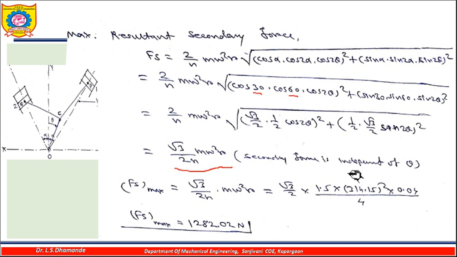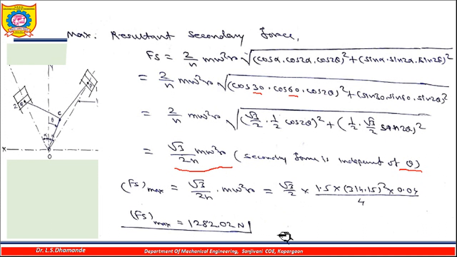Now why is it independent of theta? Because if you take this particular constant outside, root 3 by 2, root 3 by 2, 1 by 2, 1 by 2, it will become sine square theta plus cos square theta. Sine square theta plus cos square theta is equal to 1. So automatically theta gets cancelled out from this equation, and therefore you can say it is independent of theta, and the remaining magnitude is nothing but this. If you put these values, you get the maximum secondary force.